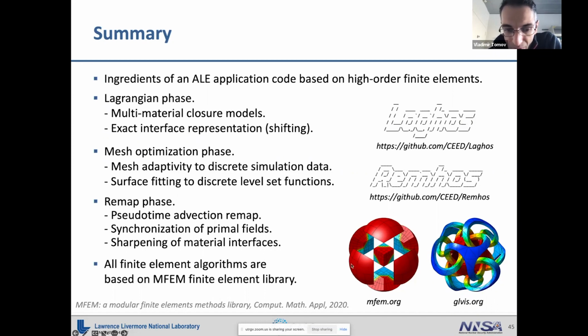We support that and we try to improve it. It's open source. GLVis is our visualization tool. If you are interested in the Lagrangian phase, we have an open source mini app that can produce many of the results I showed. Remhos is our mini app for remap.